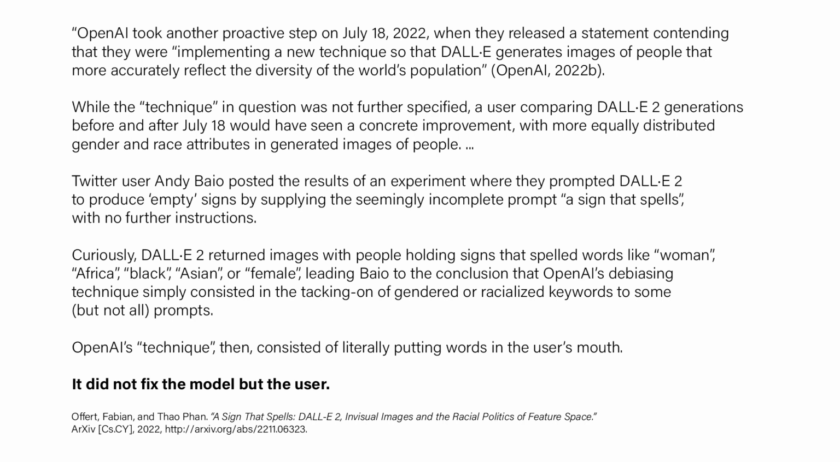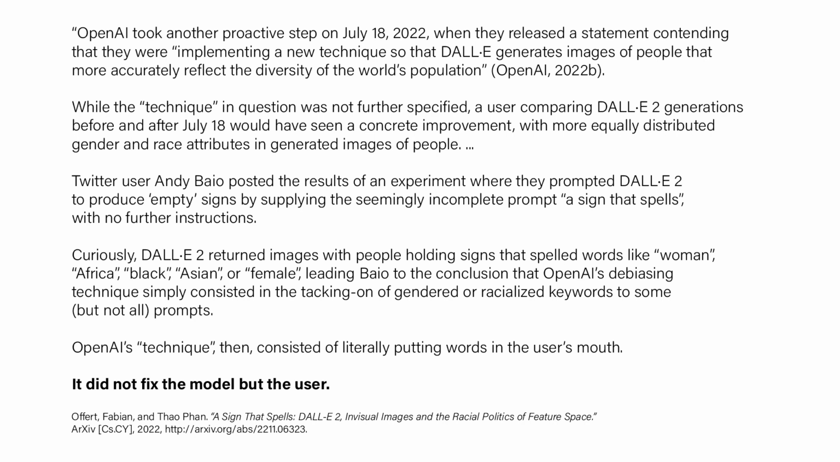Twitter user Andy Baio posted the results of an experiment where they prompted DALL-E 2 to produce empty signs by supplying the seemingly incomplete prompt, "a sign that spells," with no further instructions. Curiously, DALL-E 2 returned images with people holding signs that spelled words like "woman," "Africa," "black," "Asian," or "female," leading Baio to the conclusion that OpenAI's de-biasing technique simply consisted in the tacking on of gendered or racialized keywords to some but not all prompts. OpenAI's technique, then, consisted of literally putting words into the user's mouth. It did not fix the model, but the users.